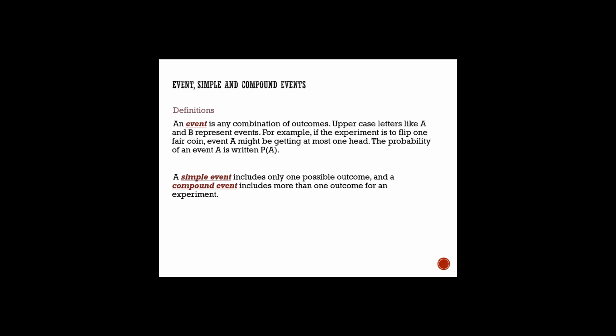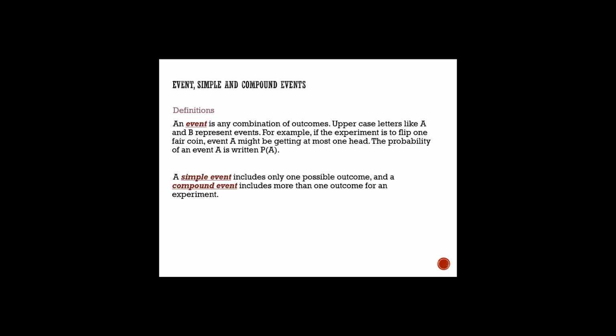Now, as you can imagine, we're going to have quite a bit of discussion about the combination of these different outcomes, and we will look at these combinations of outcomes and call them an event. An event is usually represented by uppercase letters like A and B. An example would be if an experiment is to flip a coin, event A might be getting at most 1 heads. So the probability of that happening would be written probability of A, P of A, and that's how we're going to write it.